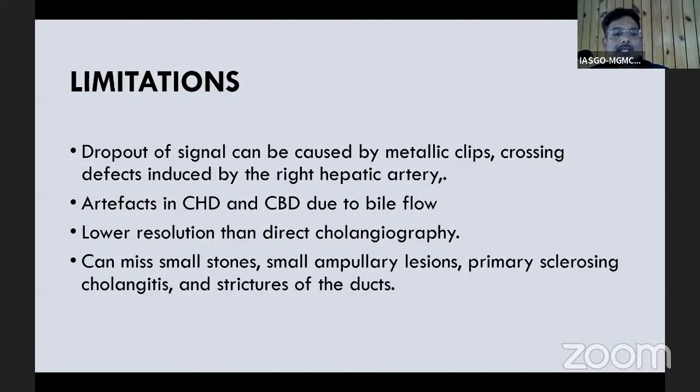Other limitations are dropout of signal, which can be caused by metallic clips, or pseudo obstruction because of crossing defects induced by the right hepatic artery on the CBD. It has lower resolution than direct cholangiography.